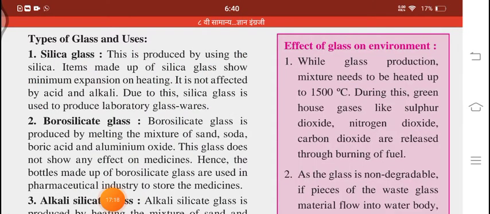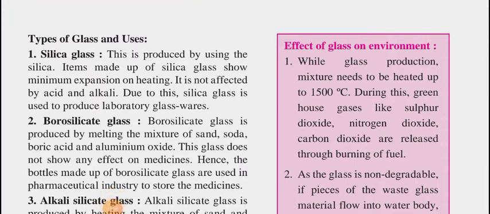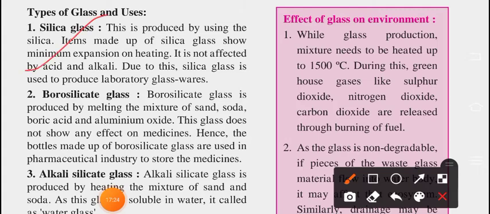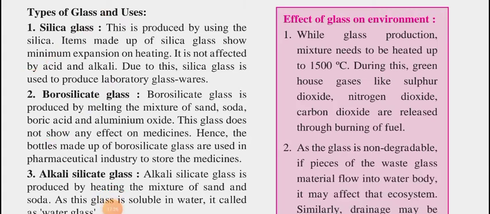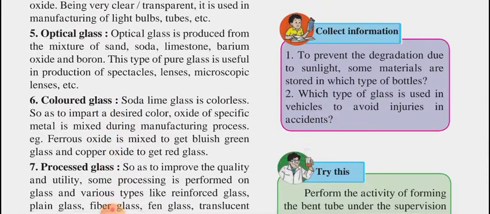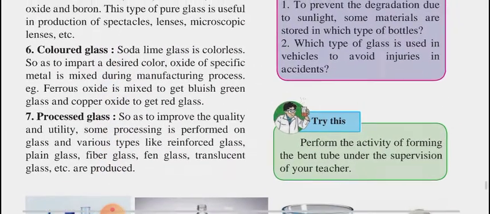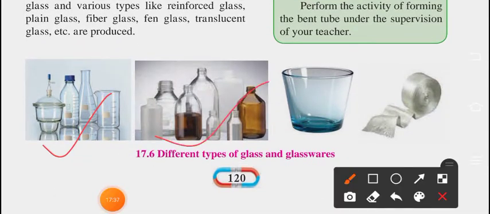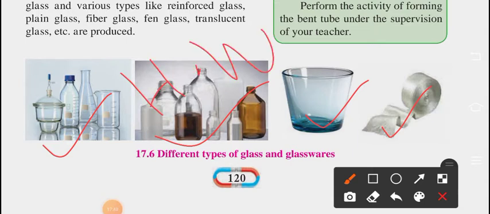Now, these are the types of glass and uses. Here you can observe silica glass, borosilicate glass, alkali silicate glass, lead glass, optical glass, colored glass, and processed glass. All these are the different types of glasses. So, this is the part of your homework which you have to read and write.